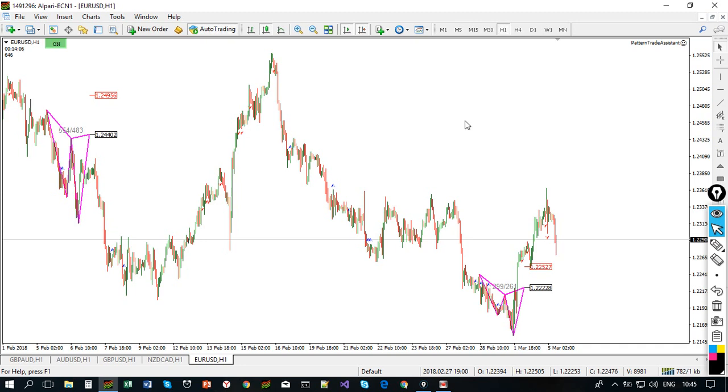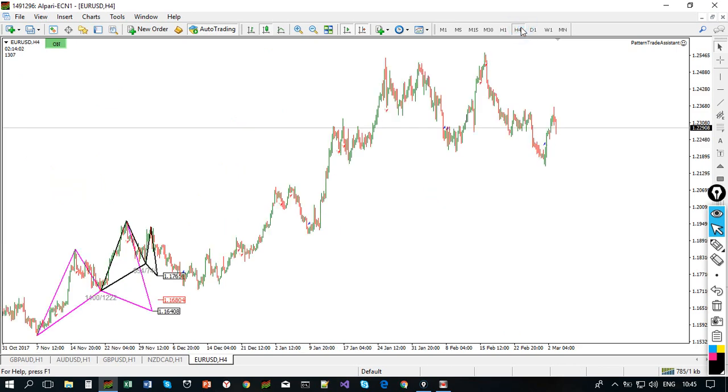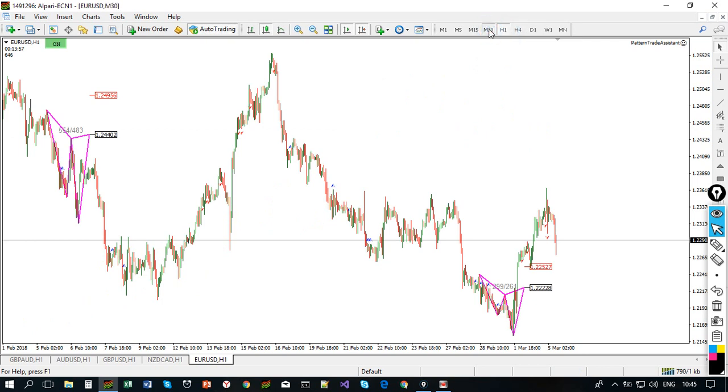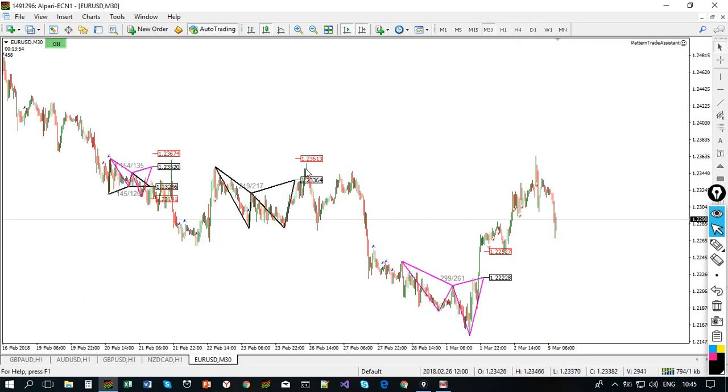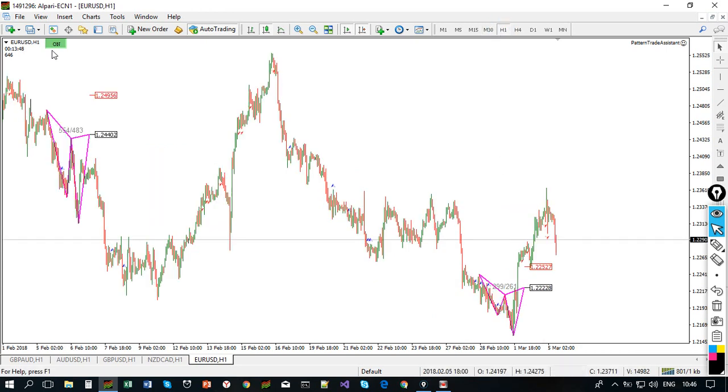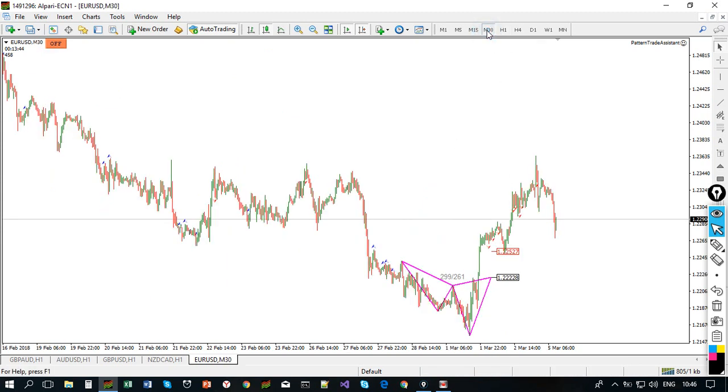Okay, but what this function is about: when it is on, you see, and I switch the time frame from 1 hour to 4 hours, for example, you see the patterns are recalculated automatically. So this is the 30-minute, 1 hour, and so on. But if I switch that off, you see, and I go to 30-minute, it is not recalculated.